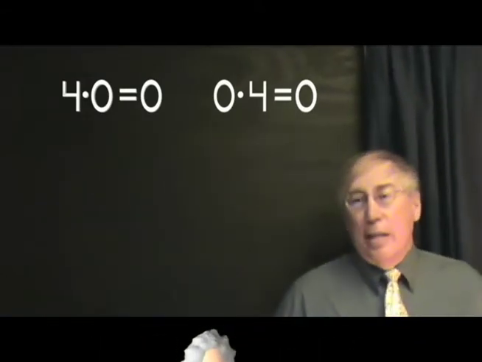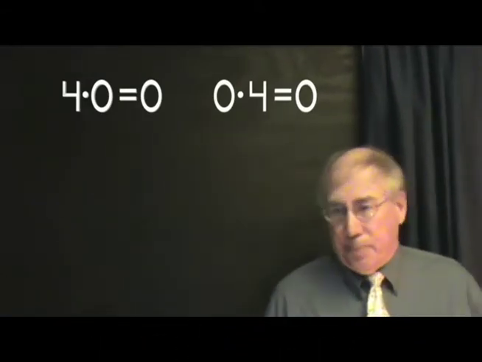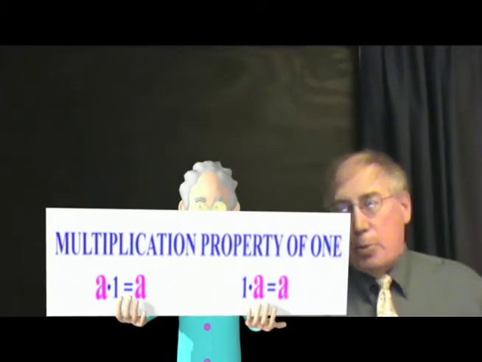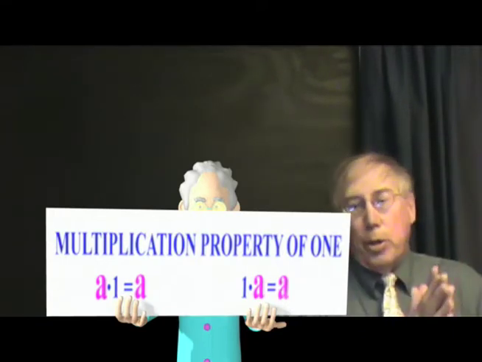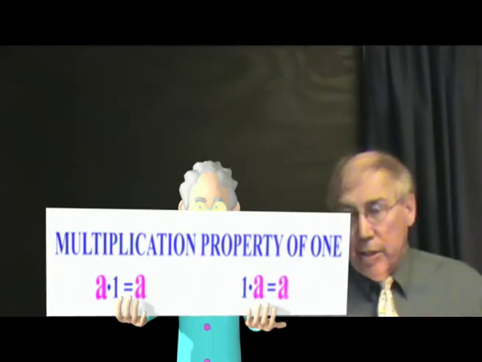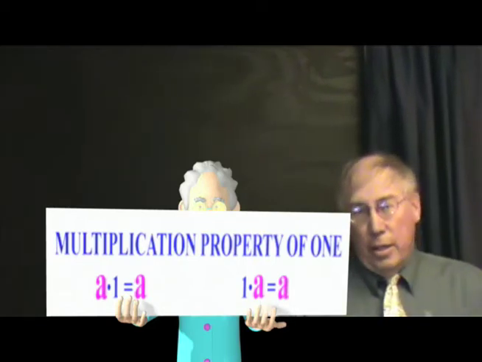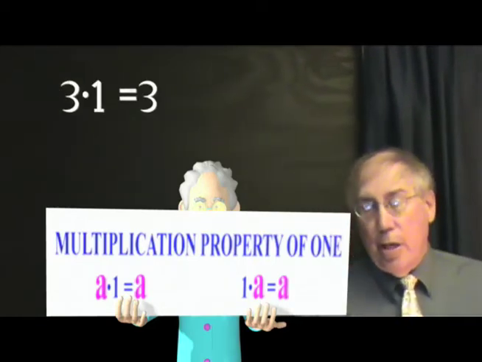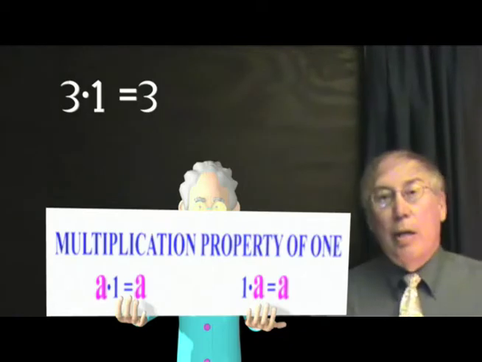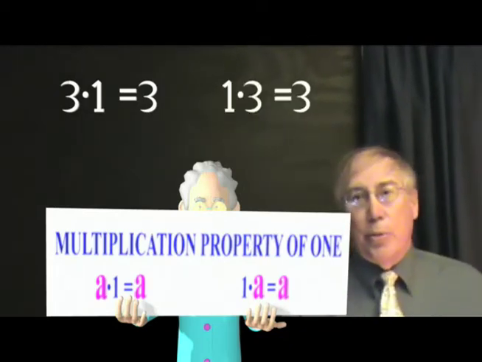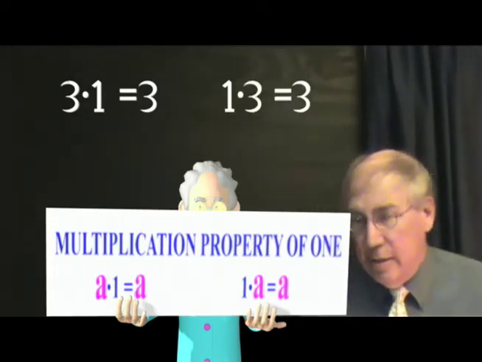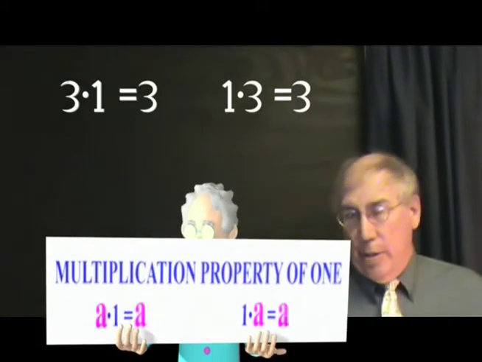Now the next one is also easy. Let's see what that one's called here. Okay, here comes our professor. He's lifting the sign. The multiplication property of 1. If you take a number times 1, you get the number itself. Or 1 times a number gives you the number itself. So 3 times 1 equals 3, or 1 times 3 equals 3. So there's some easy ones.